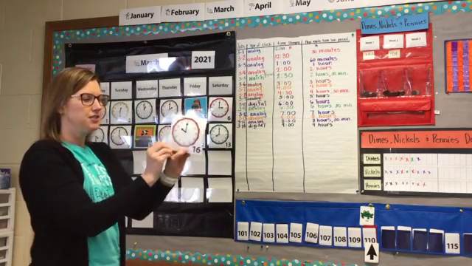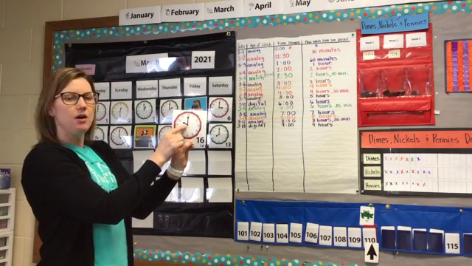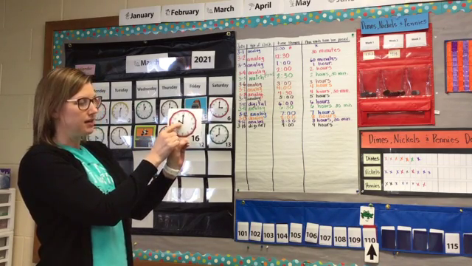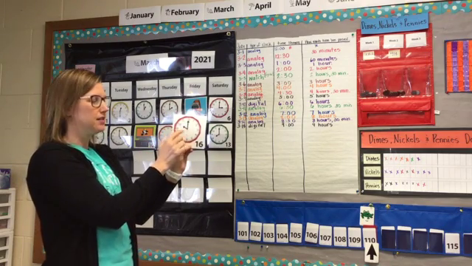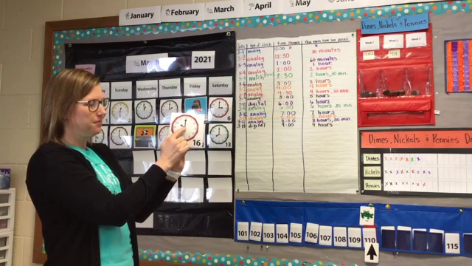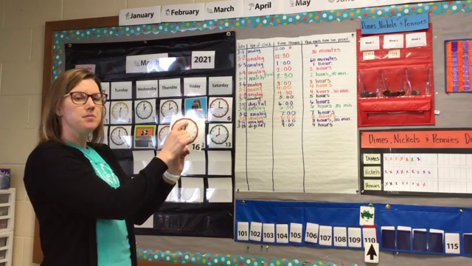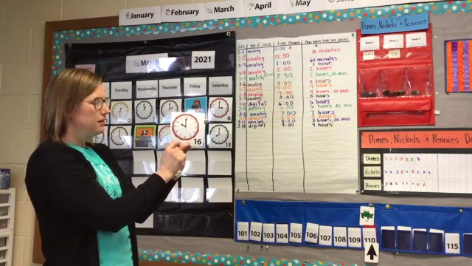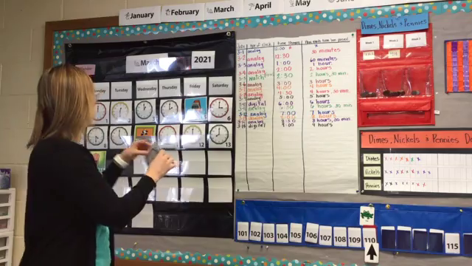Our calendar card today is an analog clock, and the hour hand, the small hand, the short hand, is pointing to the 10. That tells us the hour is 10. Our minute hand is pointing up to the 12. That means it's an o'clock. So our time today is 10 o'clock.